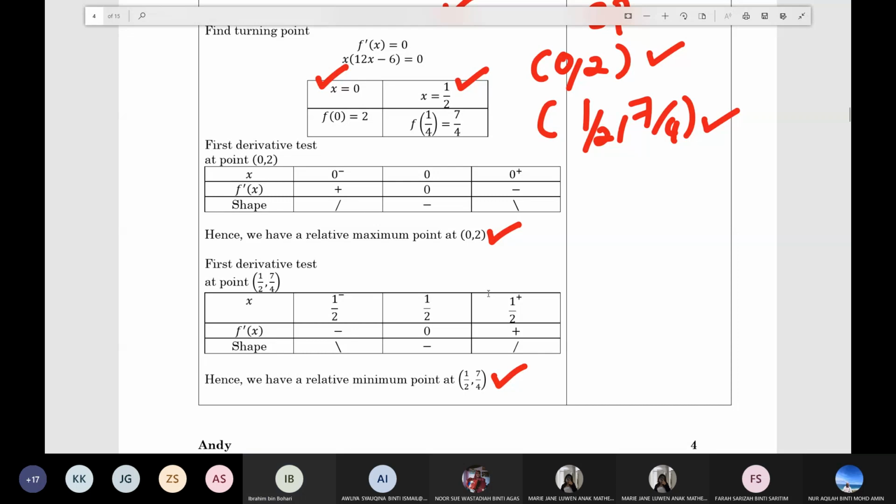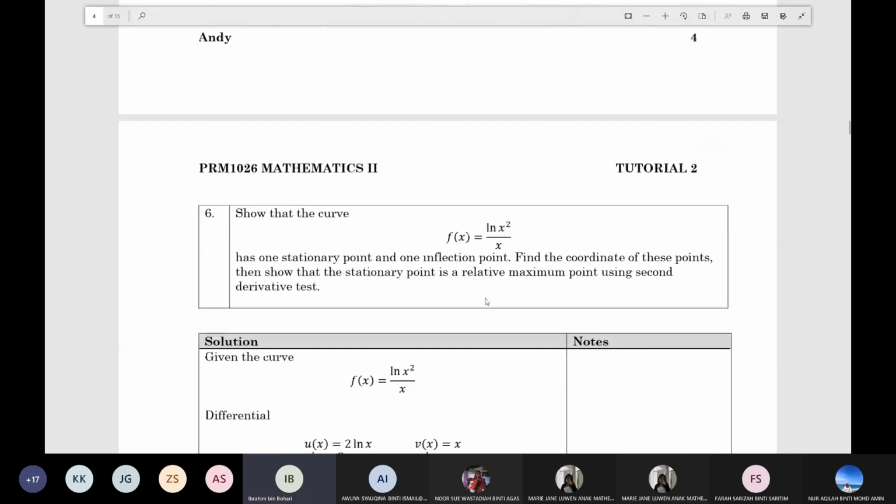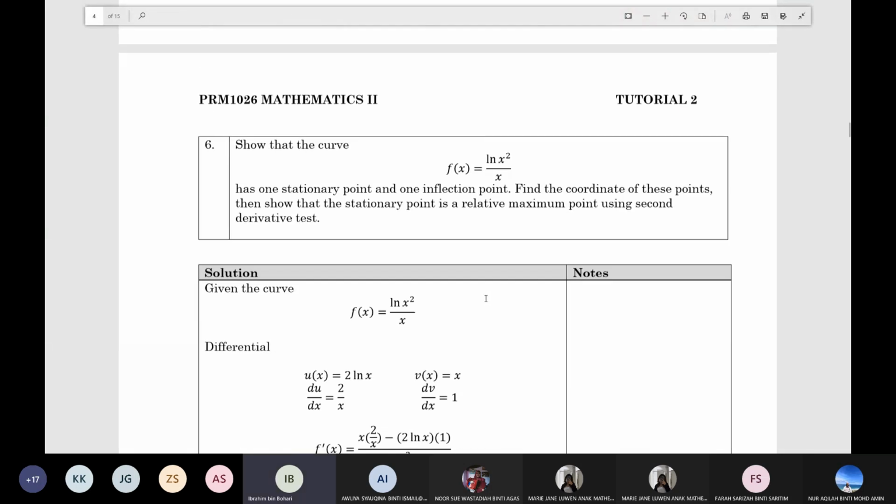Okay, question 6. Show that the stationary point is a maximum using the second derivative test. Once again, the method here is the second derivative. Make sure the method is correct. Don't use the wrong method.